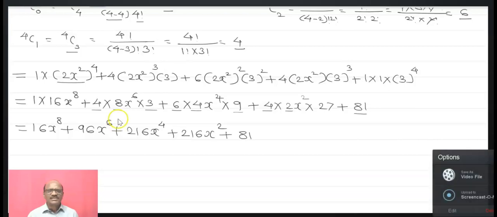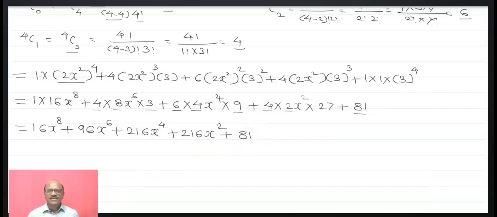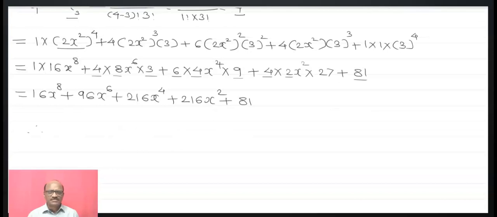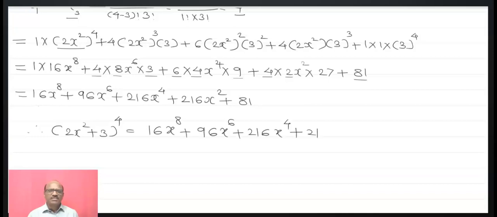Plus 81. Now see this again. I had changed it here. That's a 2x square bracket raised to 2, into 4 x raised to 4, and their multiplication 4 into 6. That is a 24 into 9, 216. Here is also 216 x square. And this is the final answer for that expansion. Therefore, 2x square plus 3 bracket raised to 4 is equals to 16 x raised to 8 plus 96 x raised to 6, and you can write it.